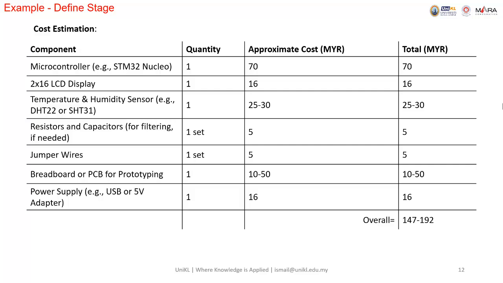So, for example, here we can put it as 200 ringgit. And this project is pretty cheap, because we use the Nucleo, 2 times 16 LCD display, I2C base, temperature and humidity sensor, right? Very cheap actually. Example, DHT22. DHT22 is cheaper than DHT11 if I'm not mistaken, right? Then we have resistor and capacitor, jumper wires, breadboard or PCB for prototyping. I think we can use tripod and power supply, example USB or 5-volt adapter, for example.